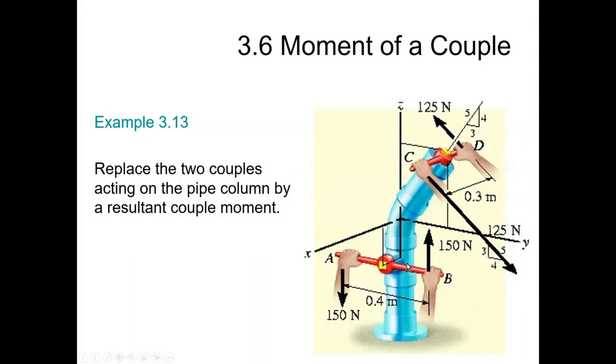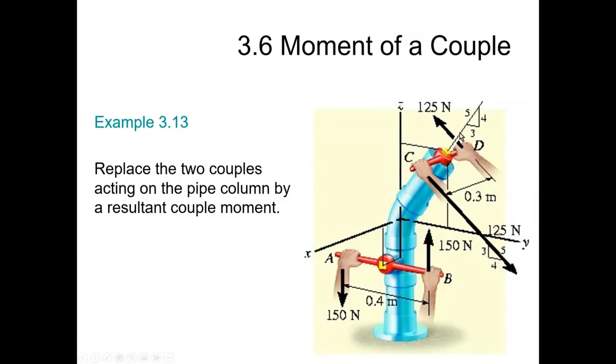And we know that the normal to this plane, where the two parallel forces are, is the x direction. So the magnitude is 150.4, but the direction is positive i.